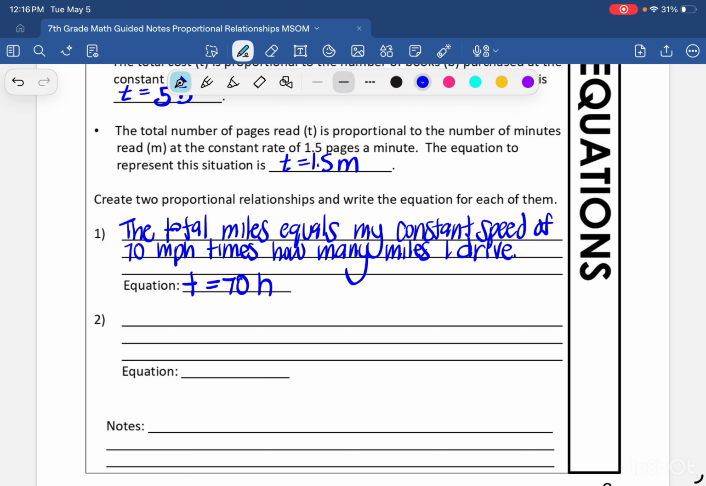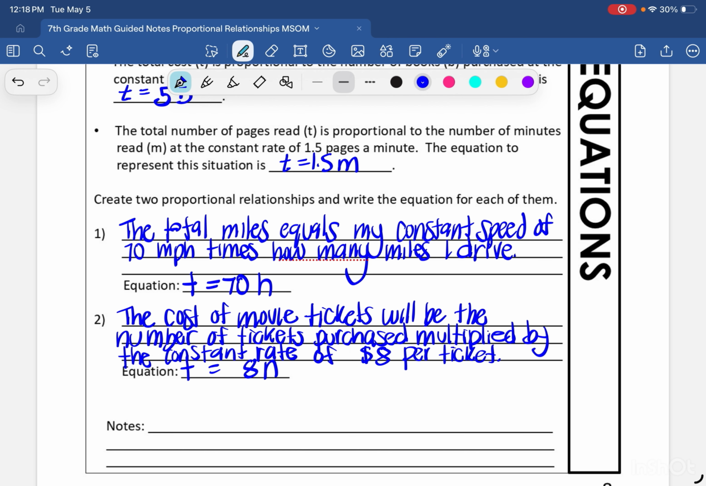Let's say I'm going to the movie. I want to buy tickets that cost, let's say, $8 per ticket. I can get my total cost that I pay if I take the constant rate of 8 and multiply it by the number of tickets that I buy.